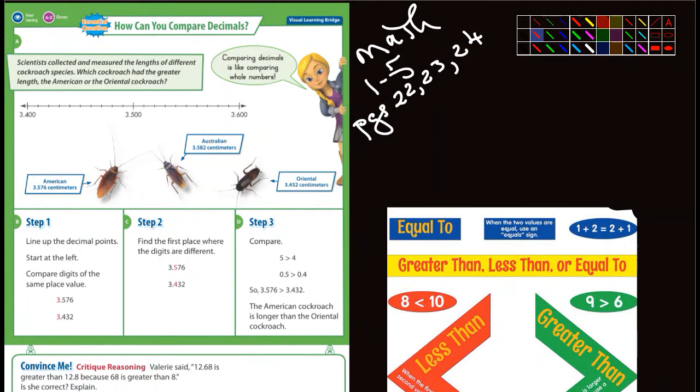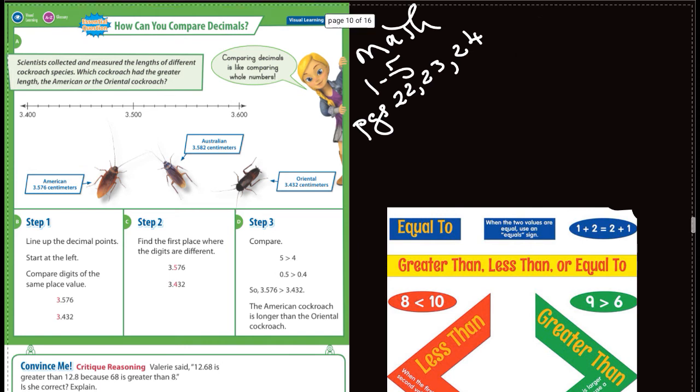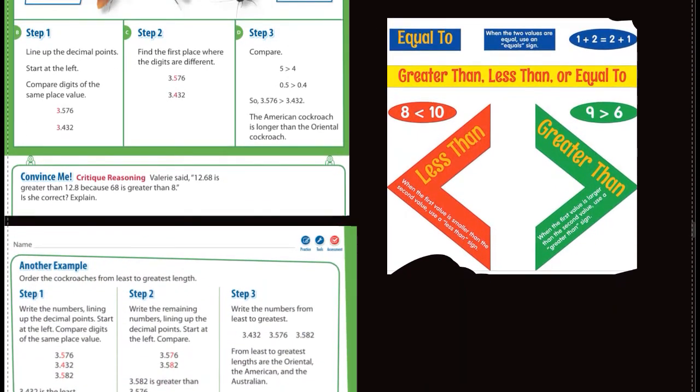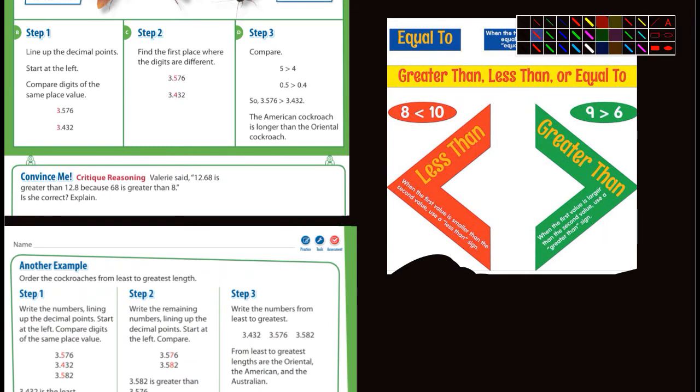Okay, fifth graders, here's lesson 1-5, and it's pages 22, 23, and 24. And we're talking about comparing decimals. And before we go any further, I wanted to touch on the greater than or less than or equal to signs. And I think I can safely assume that everybody knows what the equal sign is. But this is the sign for less than, and this is the symbol or sign for greater than.